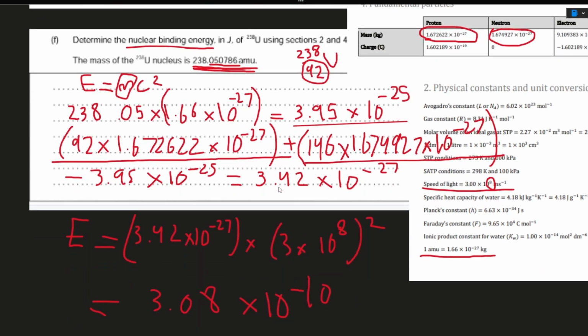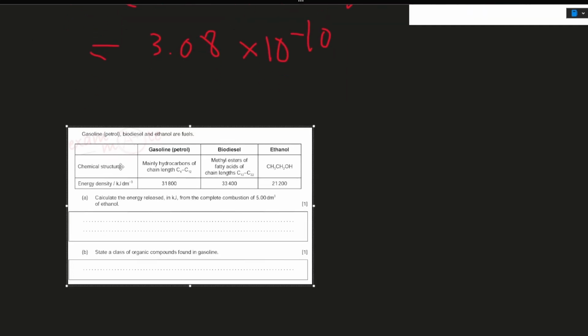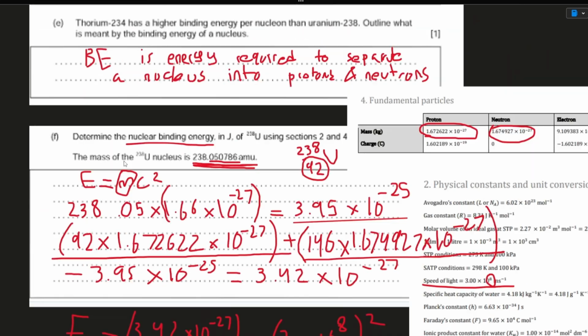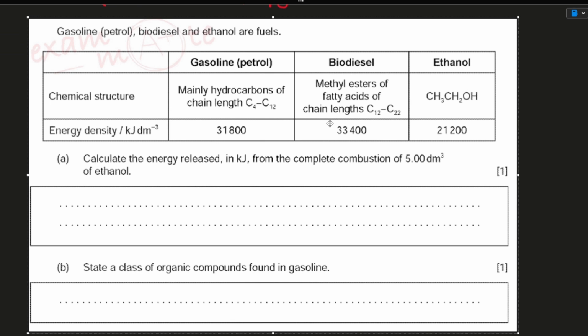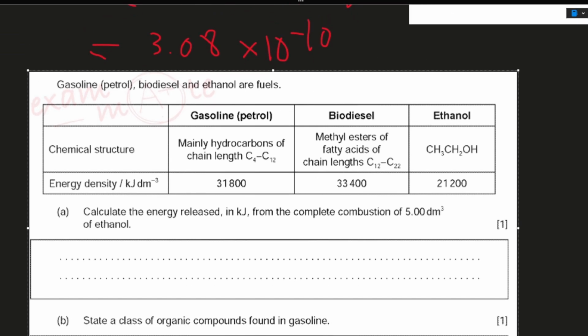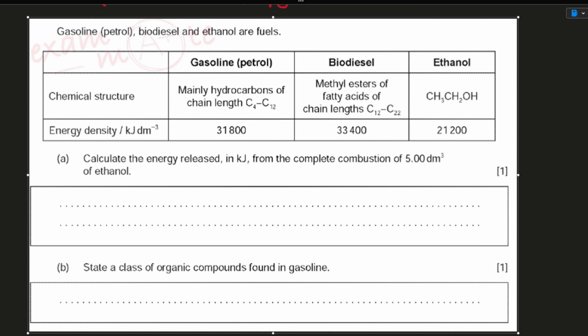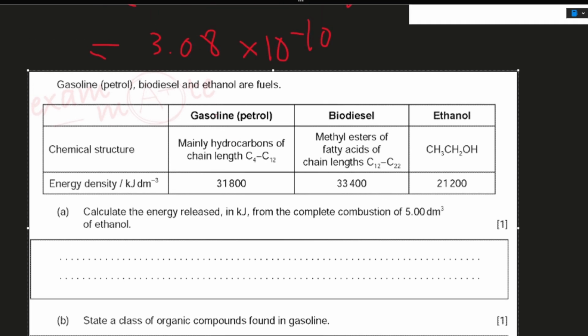Yeah. So I'll just load up question 3 right now. Right, so here I have question 3, I think, copied in. Question 3 says, gasoline, biodiesel, and ethanol are fuels. And they give us a nice table showing the chemical structure and energy density of these three fuels.